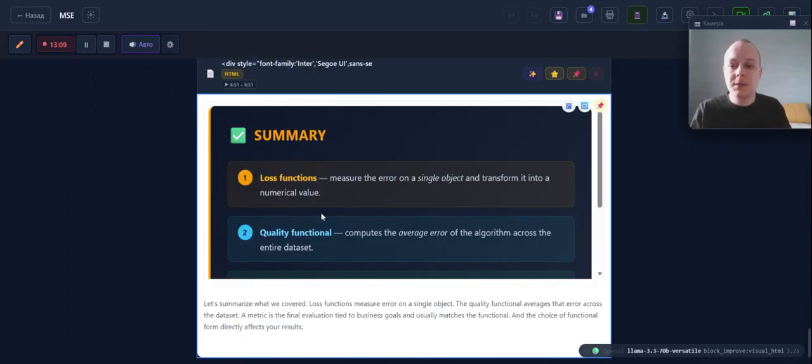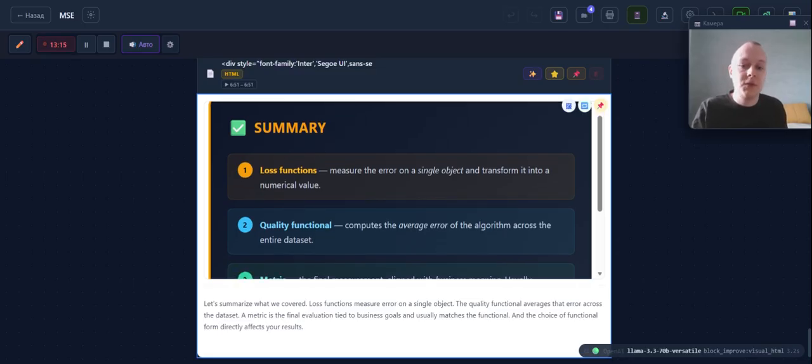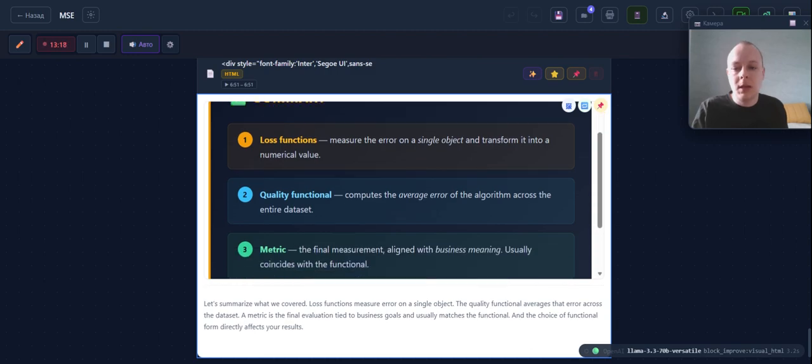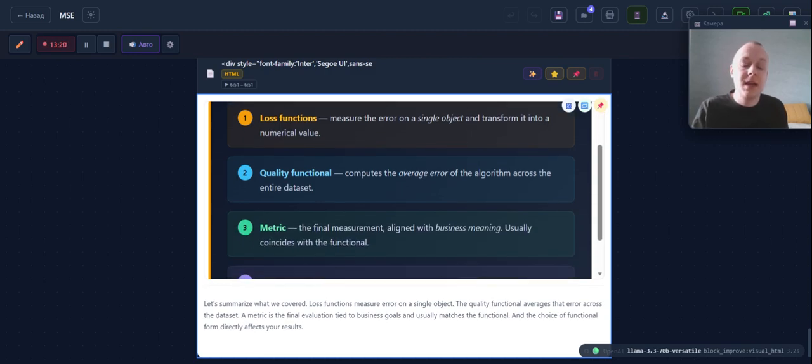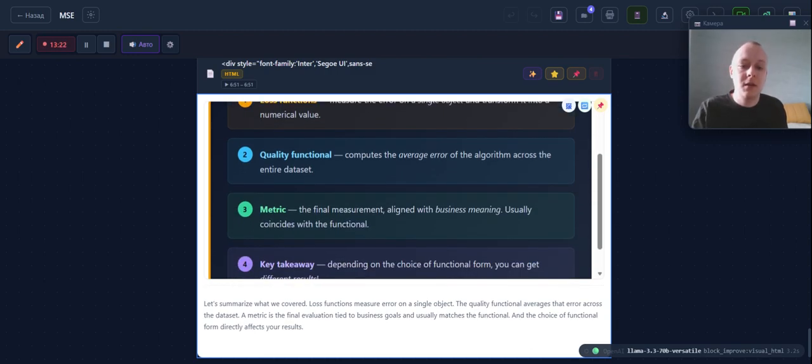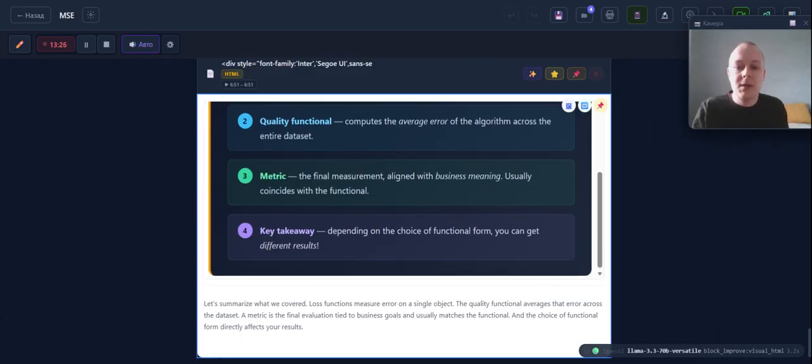So, key summaries. Loss functions measure the error of a single object, transformed into a numerical value. Quality functional is how MSE or MAE computes the average error across the entire dataset. Metric is the final measurement aligned with business meaning.